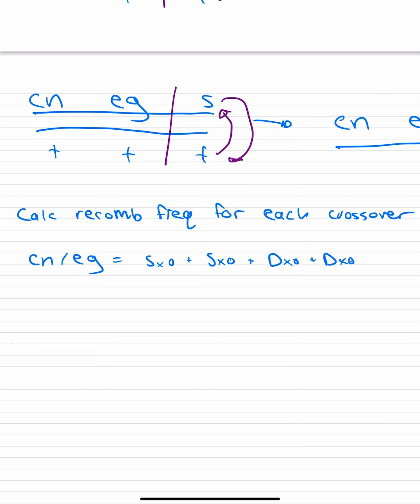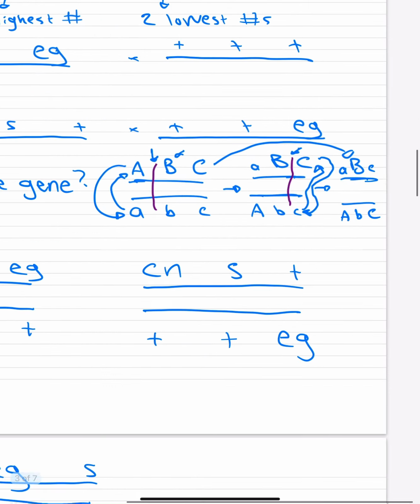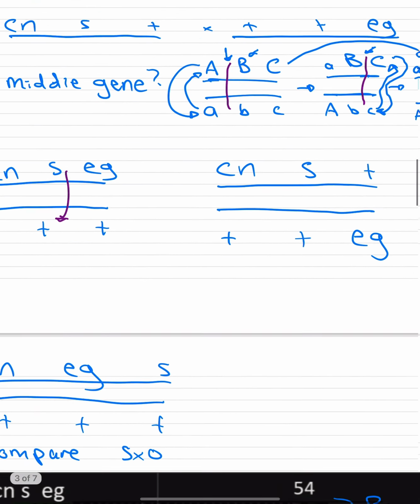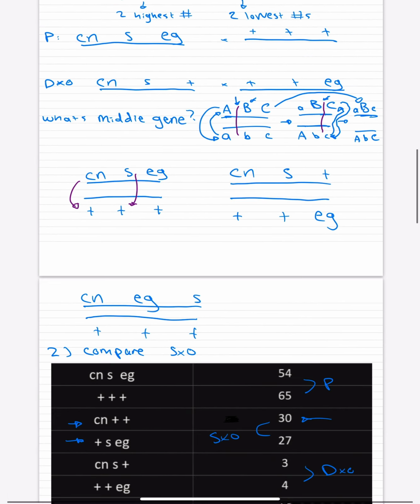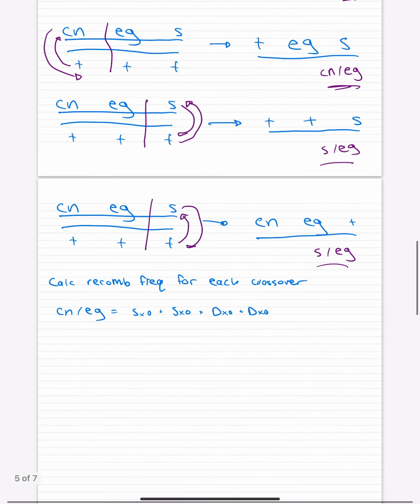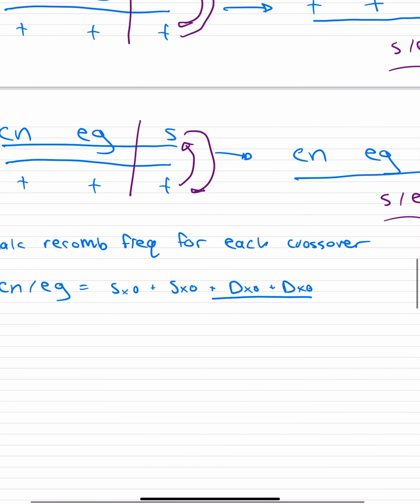And the reason we put the double crossovers is because the double crossovers, as we've been shown from above, occur between this gene, but the only difference is it occurs between the other gene. But it still occurs between CN and EG. So we're still going to include that. Likewise, when we're calculating the recombination frequency for the other crossover, like S and EG, we're also going to include the double crossovers. And then we're going to put all of this right here over the total.